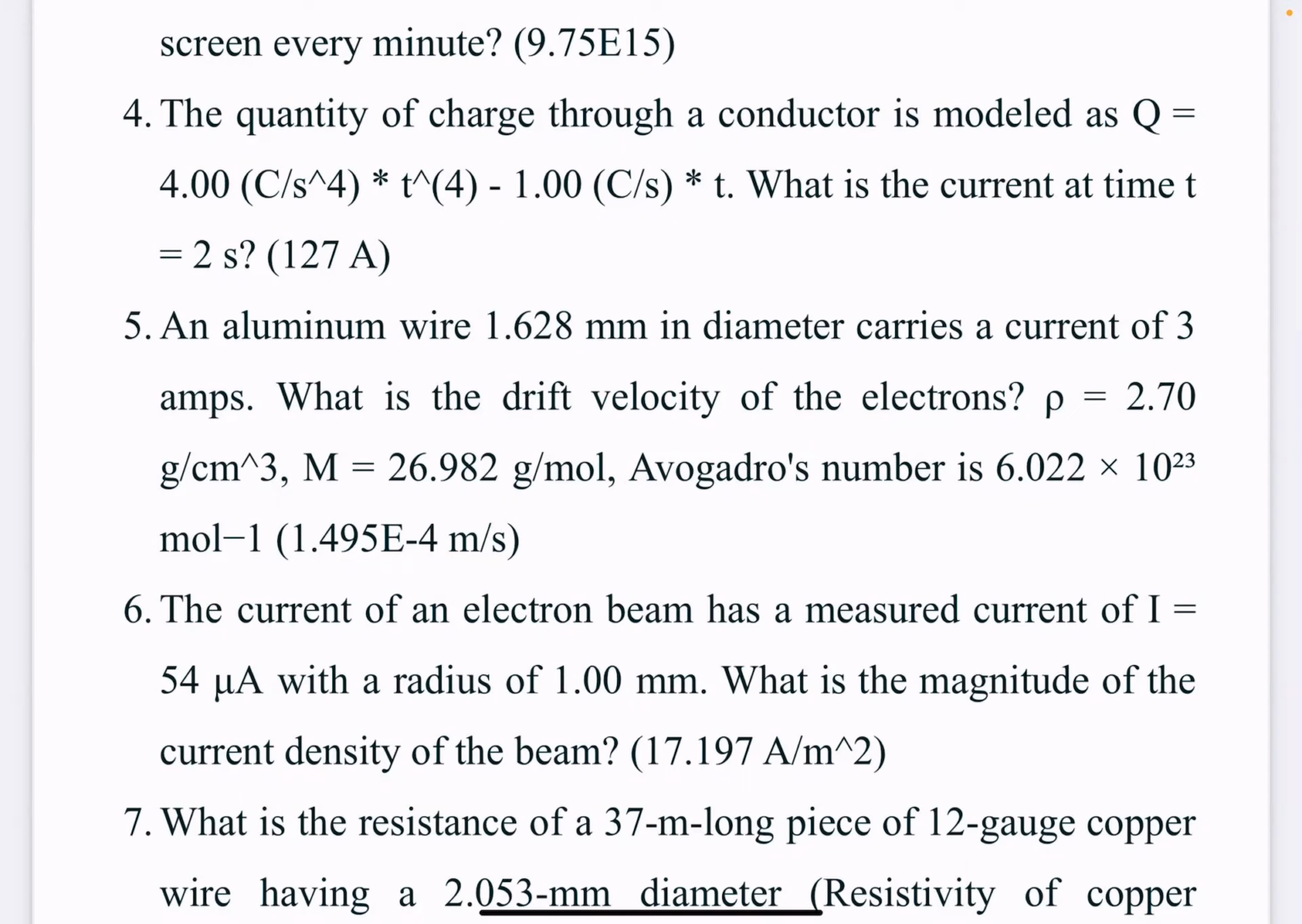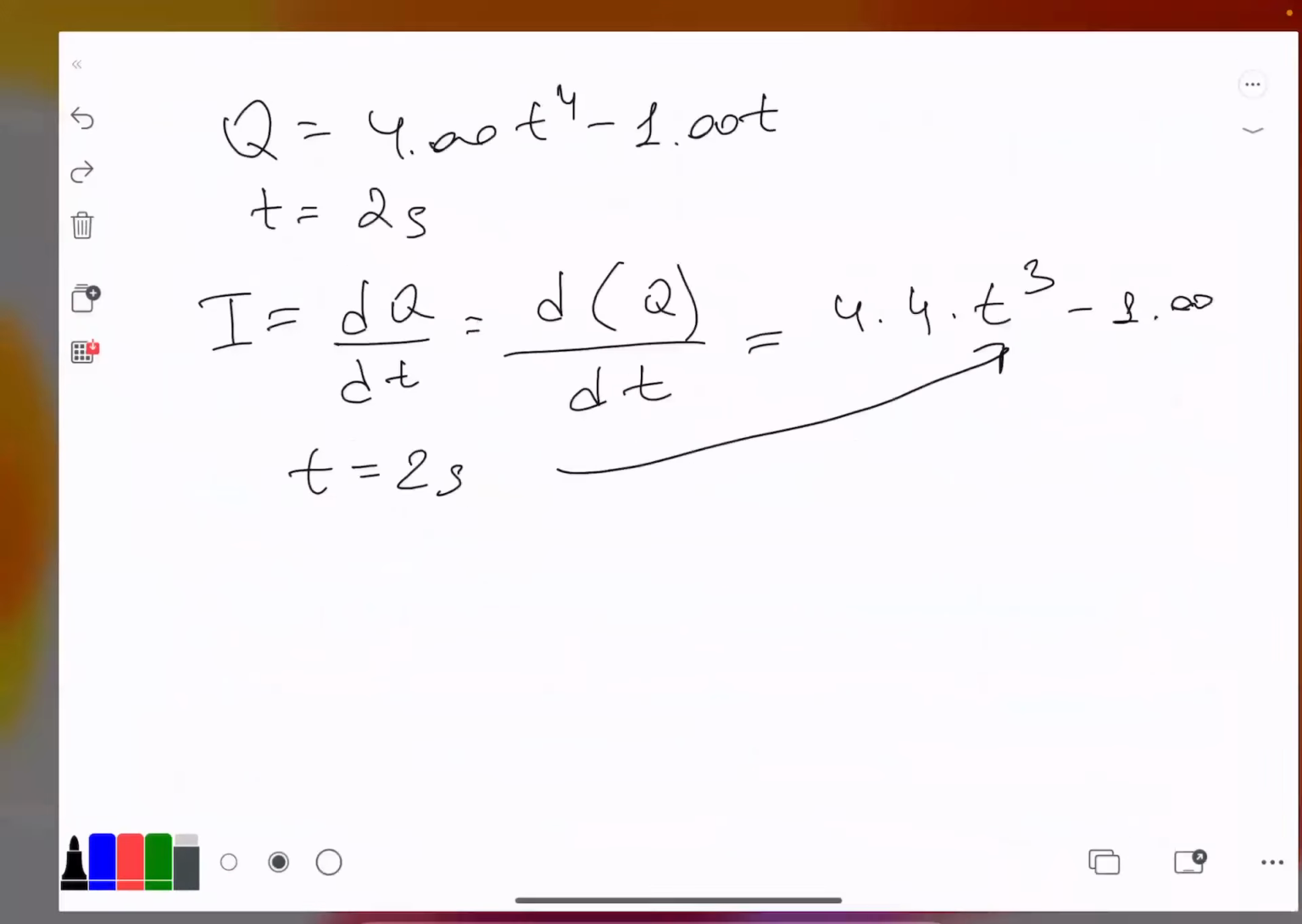Now, in this problem, as you can see, we have an aluminum wire, the diameter is given, the current is given, we have to find the drift velocity, and the density of the aluminum is given. It has gram divided by centimeter cubed, so everything has to be converted into SI units. The same thing with the molar mass, which is gram per mole, so gram has to be in kilogram. Avogadro's number is given. So how can we solve it?